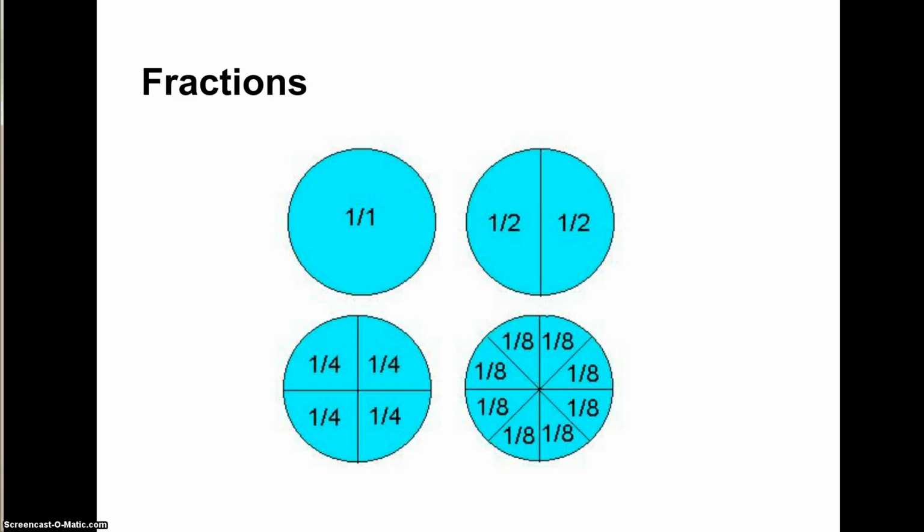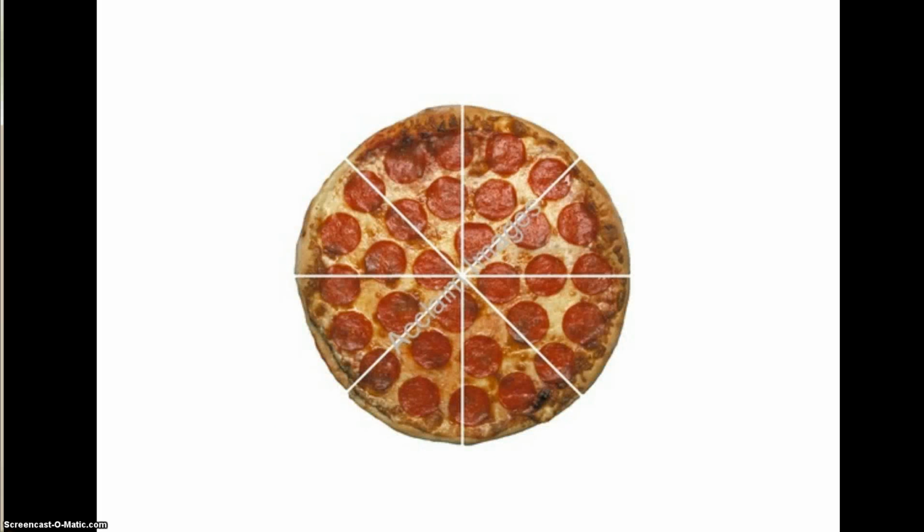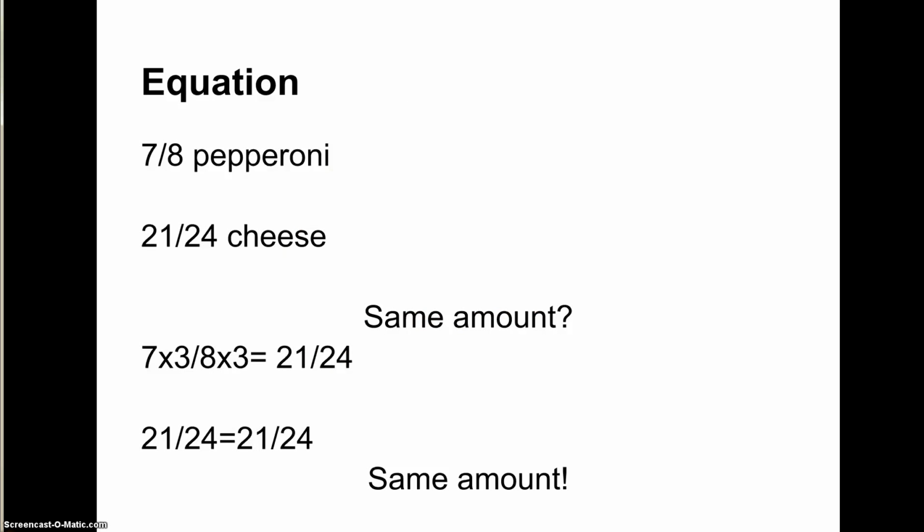Fractions. Fractions can have different numerators and denominators, but that doesn't mean they're not the same. If we have 7/8 of a pepperoni pizza and 21/24 of a cheese pizza, do we have the same amount of each pizza? In order to figure out if we have the same amount of both pizzas, we have to have a common denominator. When we look at our original denominators, we can see that 8 is a factor of 24. This means that we multiply 8 times 3 to get a denominator of 24.